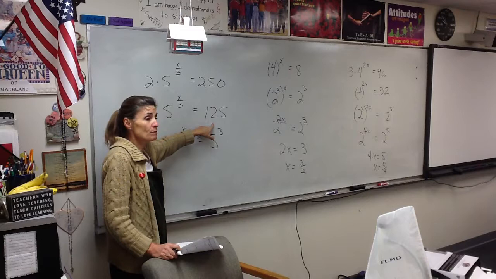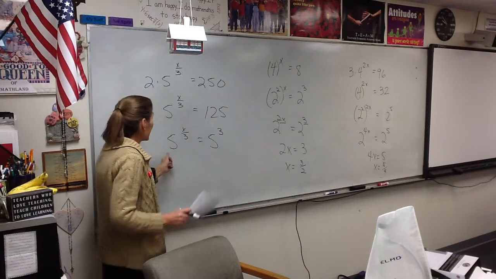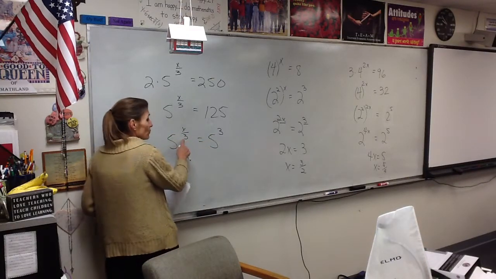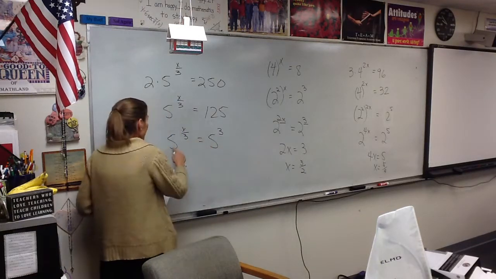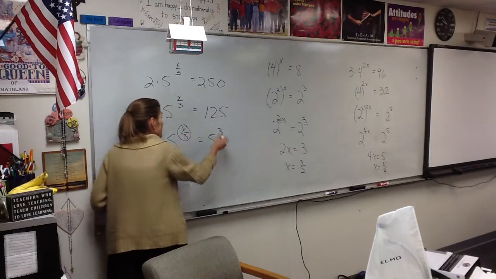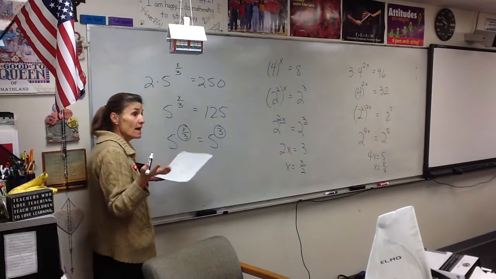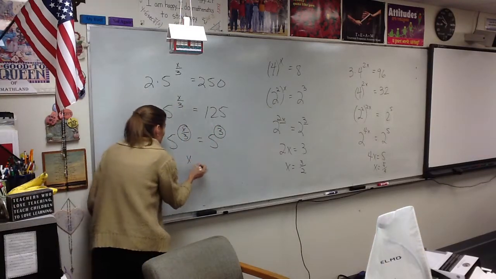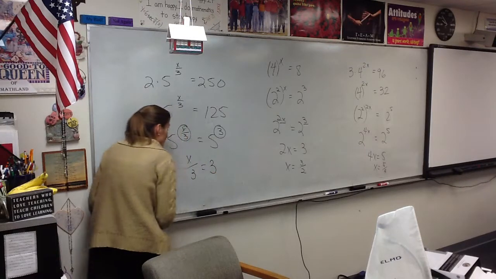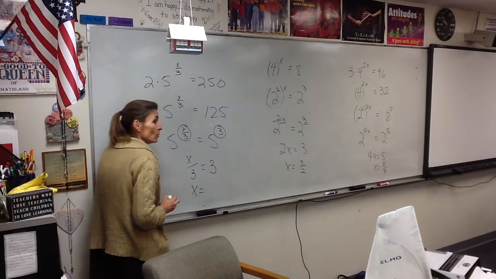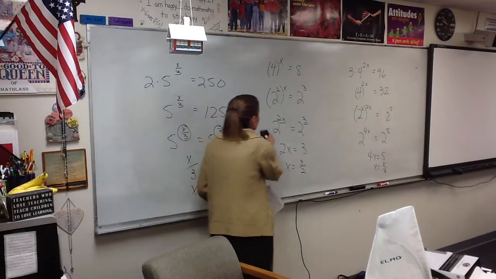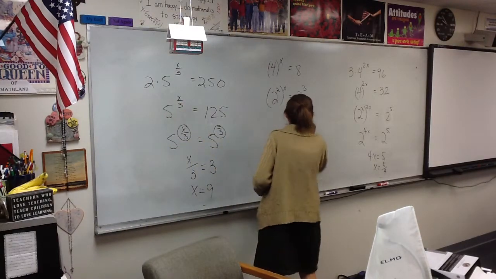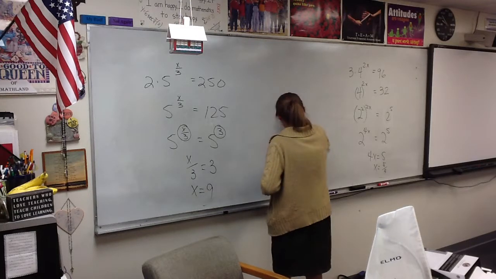It's 5 cubed. So we have 5 to the x over 3 equals 5 to the third. What does that mean? If 5 to this power equals 5 to this power, then they're equal. Which means x will equal 9. Okay, I got you now. See, if we just do enough of them, we'll get the hang of it.